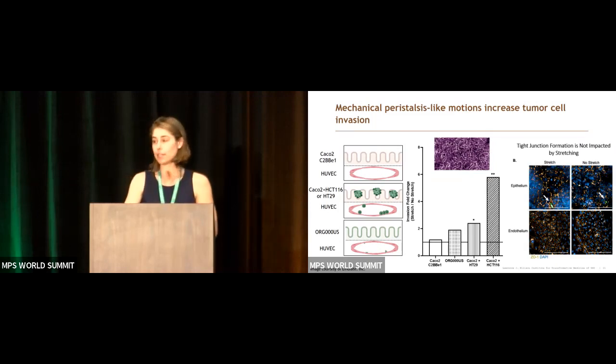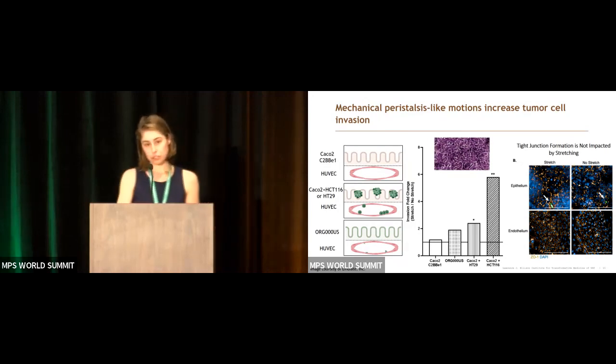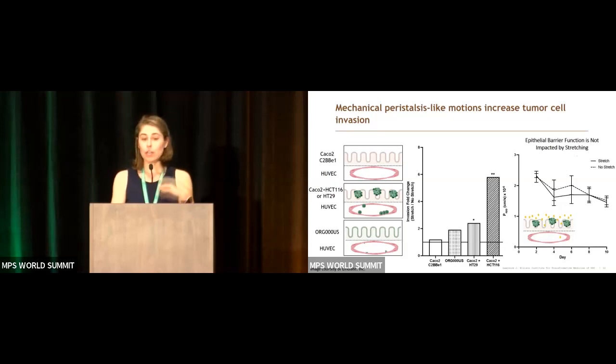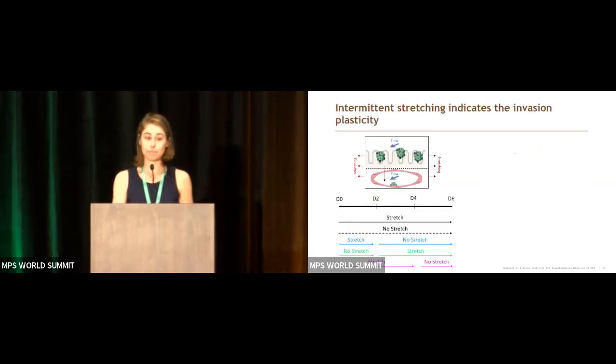We looked a little bit at some of the barrier functionalities of these chips as well. We don't see any large-scale changes in tight junction formation, which is measured here by ZO1 staining, between stretched and not stretched chips. And we don't see any huge deformations of the barrier functionality of these chips in the stretch and not stretch conditions based off of a permeability assay. We have more work to do to really characterize this, but we're not seeing huge issues in how these cells are growing in response to these mechanical deformations.